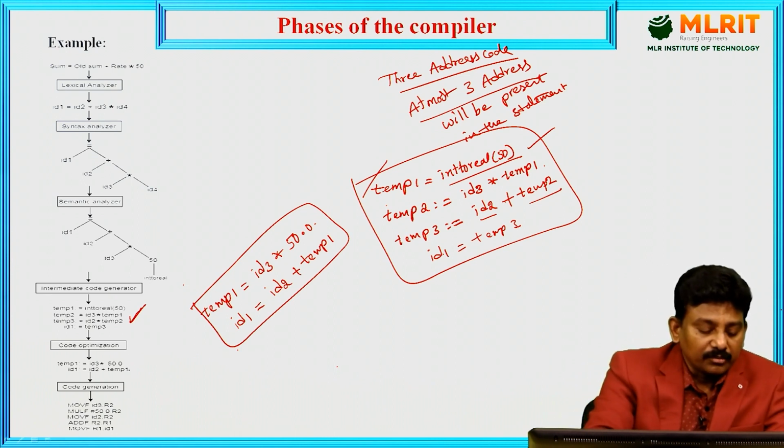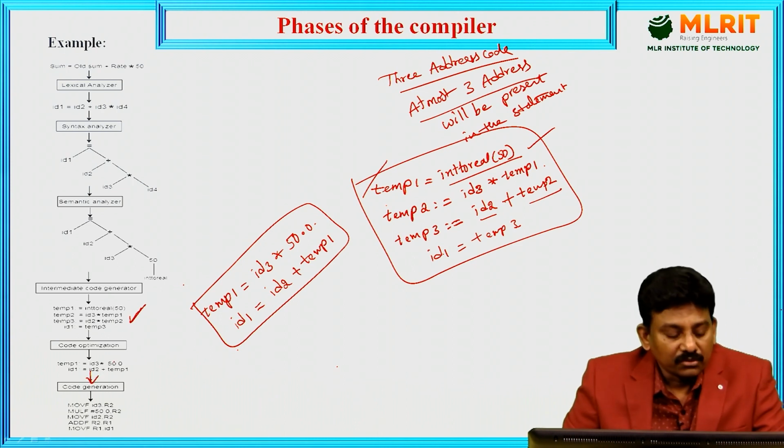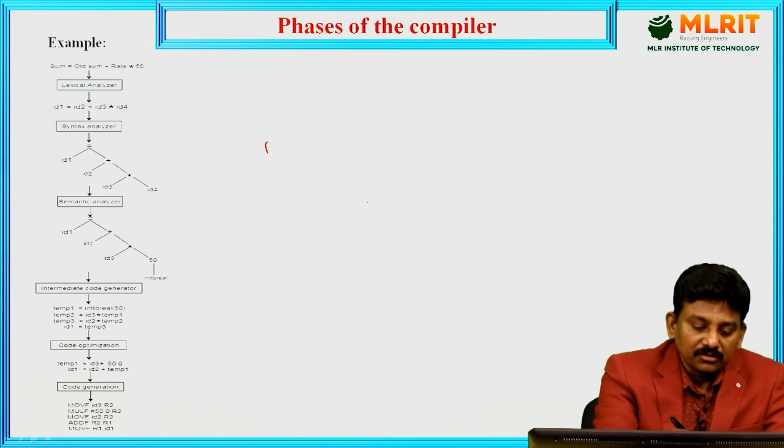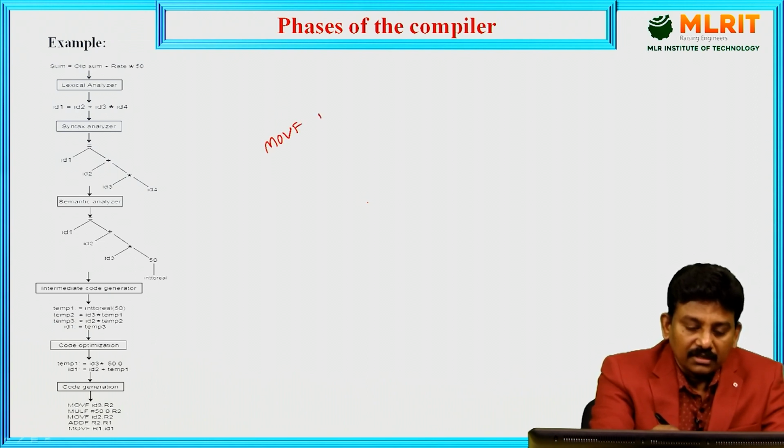Next, this optimized code is given to code generation. Code generation will give the target code, whether it is machine code or assembly code. Here the assembly code is move f identifier 3 comma R2. R2 is a register. Identifier 3 will contain rate. Then mul means multiplication. 50.0 is multiplied with identifier 3. Identifier 3 is available in R2, so 50.0 is multiplied with identifier 3 and the result is also stored in R2.